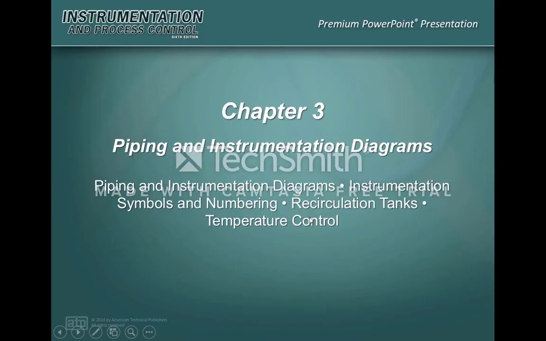Okay, so we've learned about the different ways. We've learned what instrumentation is, and we've learned about some of the different control strategies. Let's put them into a diagram. So: piping and instrumentation diagrams, symbols and numbering, recirculation tanks, temperature control. These are things we're going to touch on real fast.